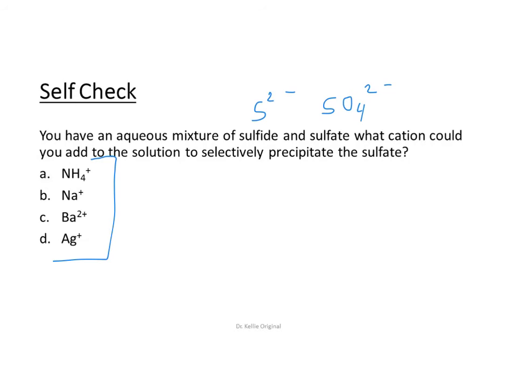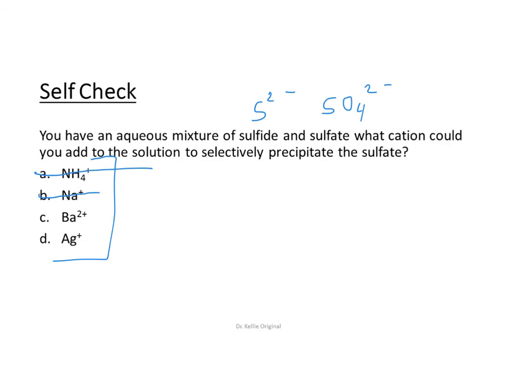Well, let's see, ammonia. Anything that contains ammonia is soluble. Well, that means it won't form a precipitate or a solid with anything when you add it in an aqueous environment. Same for sodium. Sodium's a group 1A element. So it's not going to form a solid with anything, quite frankly, in the presence of a water environment. Barium.